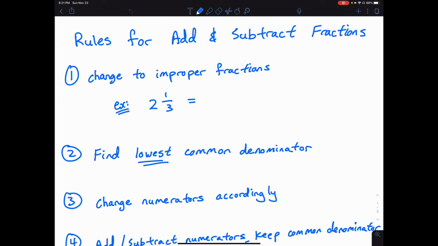So here are the rules for when we're adding and subtracting fractions. Number one, always change mixed fractions into improper fractions. So let's go over an example and review how do we do that.